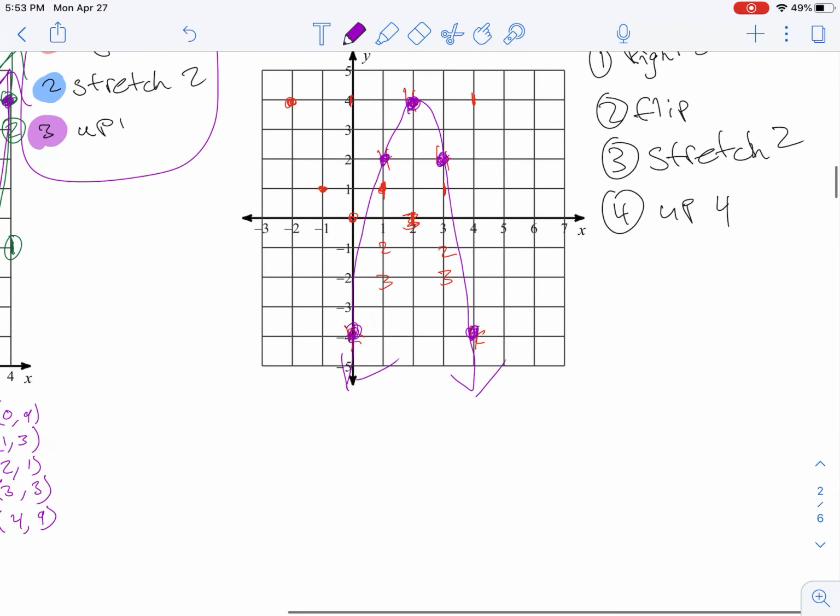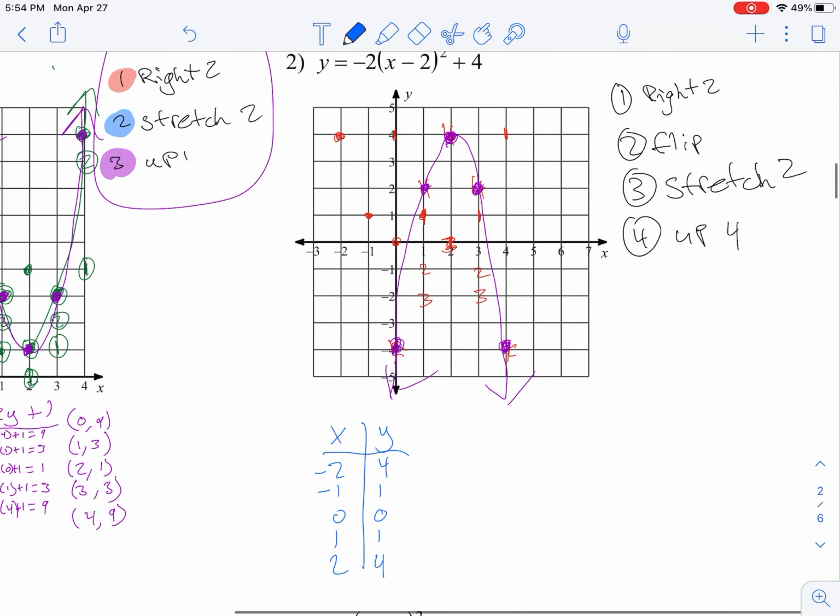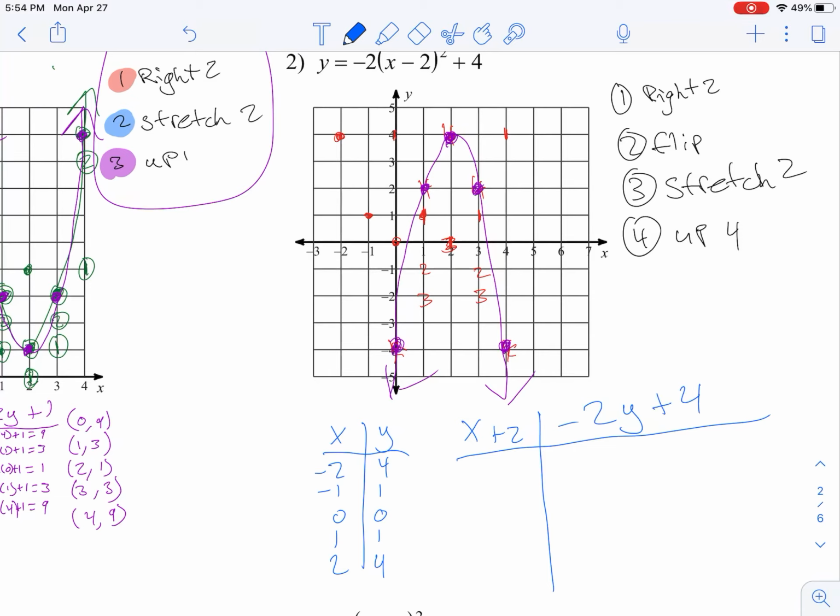Okay, I'm going to use a parent table, and then I'm going to do that in blue. So I have X and Y. My parent table is my 5 favorite numbers. And then we're going to talk about the transformations. This one's affecting X. Everything else is affecting the Y. So on my X side, I'm going to have X plus 2. On my Y side, I'm going to have negative 2 times Y plus 4. There's a flip, that's the negative. There's a stretch of 2, that's the 2. And it's up 4, that's the plus 4.